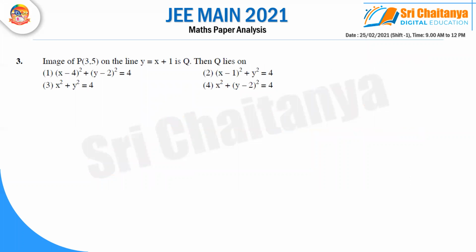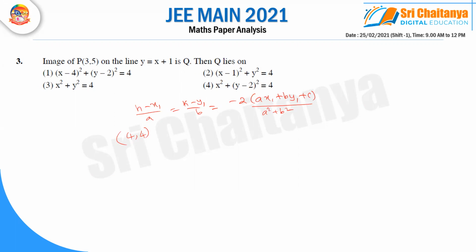Now, next question. He's asking for the image. So I will just use the formula of the image: h minus x1 by a equal to k minus y1 by b equal to minus 2 into a x1 plus b y1 plus c by a square plus b square. When you do this calculation, you will be getting the image as (4, 4). So just substitute and check which option is satisfied.